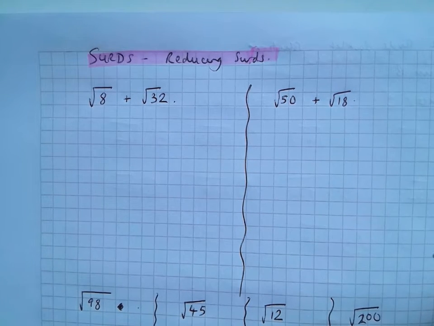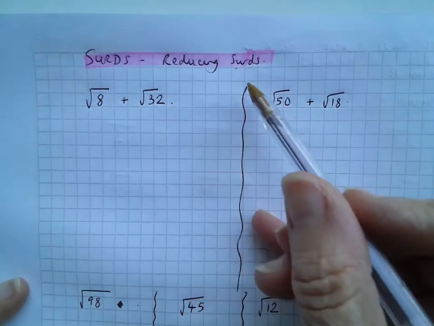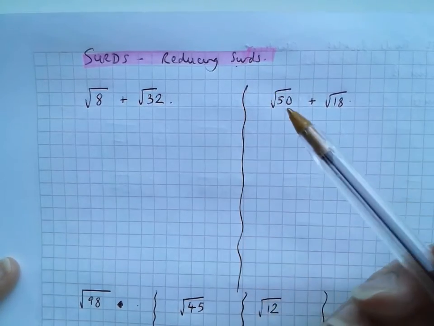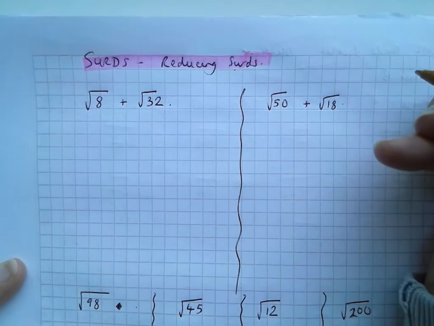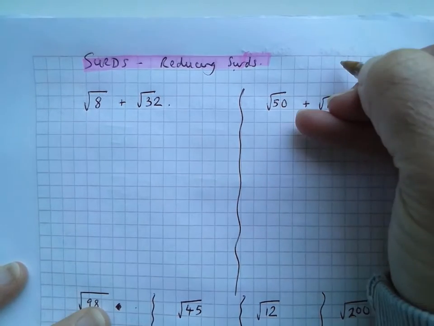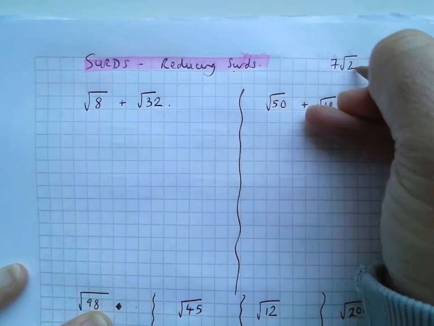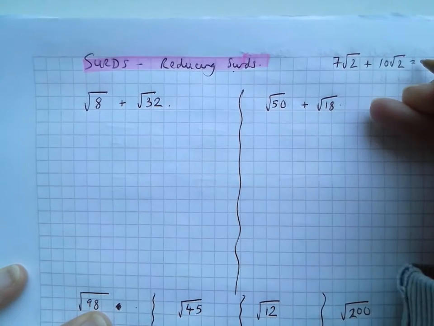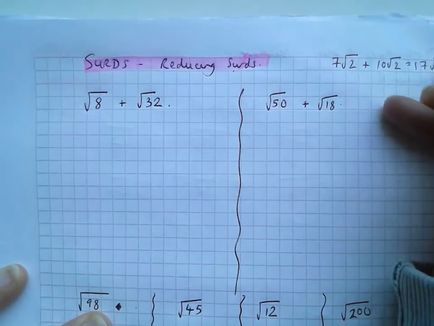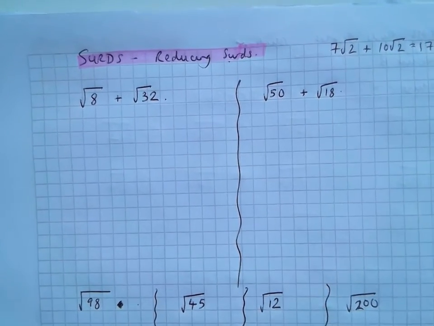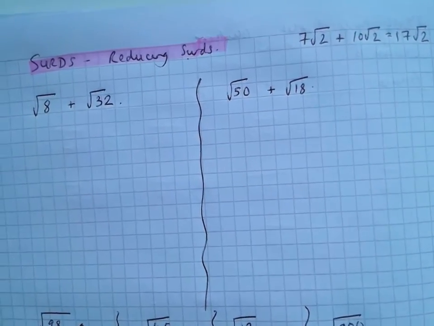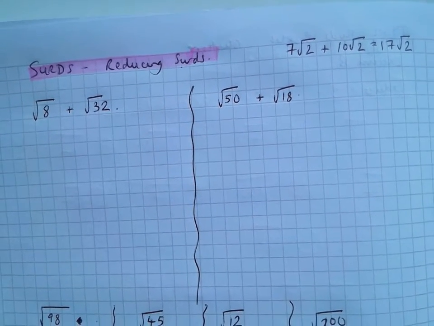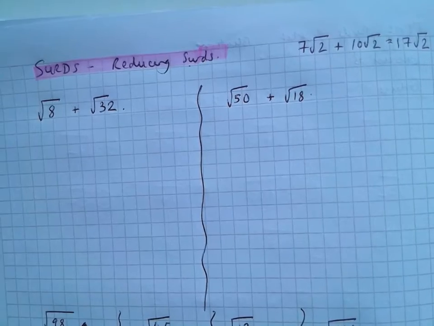Okay, so reducing surds, what do I mean by this? What I mean is that we can add surds together when they're in the same type of unit. So if I had 7 root 2 and I added 10 root 2, that gives me 17 root 2. The usual rules of algebra apply. So if I have the same surd, in this case it's root 2, if I have 7 of them and I have 10 of them, then altogether I have 17 of them.